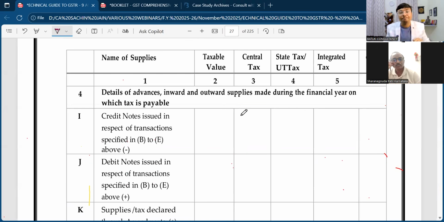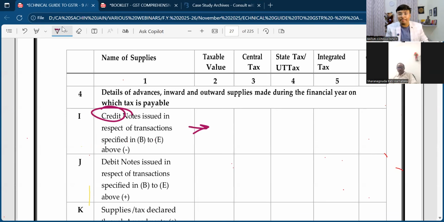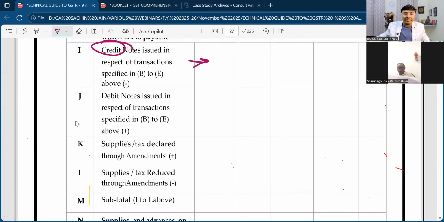Now, we have reported the sales. Now the time is to show if there is any sales return. If there is any sales return, that is a credit note, that we need to show. Okay. The same logic will be applicable as we have done in the case of B2B. If the same is reconciled with your books of accounts, keep the figure as it is. If there is a difference, put the figure as per books of accounts. Okay. So credit note should be there. Debit note should also be there.